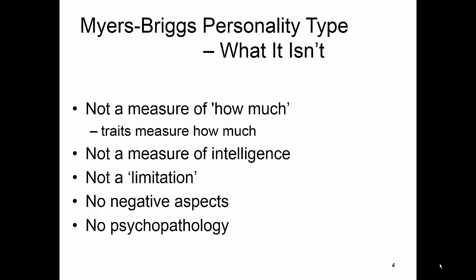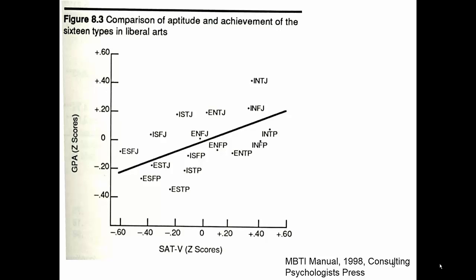Now, with that brief introduction, let's take a look at how we can view type as a learning style. We will look at a study that showed the academic performance of the 16 types and explain the results in terms of the way the types learn.